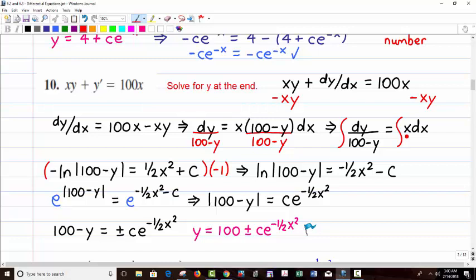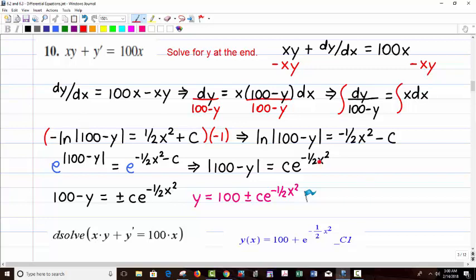So this problem is going to be very similar to the last one, because we just said we had 4 minus y. So I didn't even show the integral, because it's going to be exactly like the last problem. So now it's going to be just negative natural log of the absolute value of 100 minus y. The antiderivative of x is 1/2 x squared plus c, multiplied by negative 1. Once again, I left the c as negative. You can leave it positive. We don't care. We e both sides right here. So that turns it into the absolute value of 100 minus y equals e to the negative 1/2 x squared minus c.